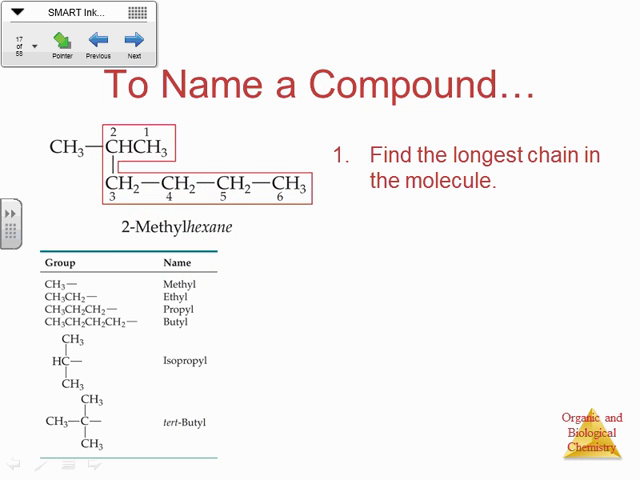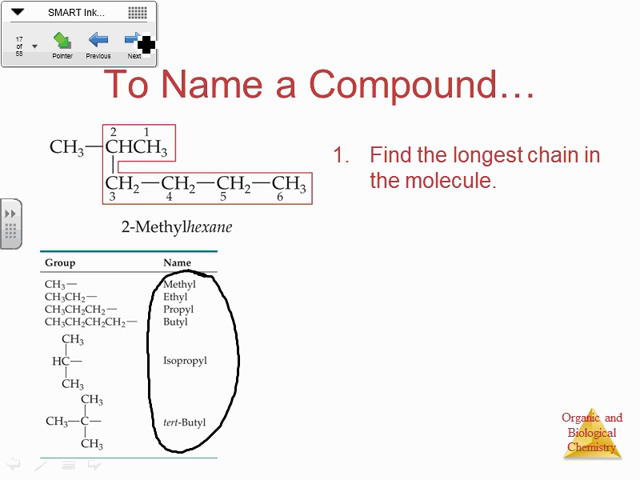All right. So here are the names of the groups. These are the prefixes that you're going to put in front, and these are the main ones that you'll have to know. Honestly, if you know methyl, ethyl, propyl, and butyl, and maybe isopropyl, then you're probably fine. I don't know that you need to know the tert-butyl.